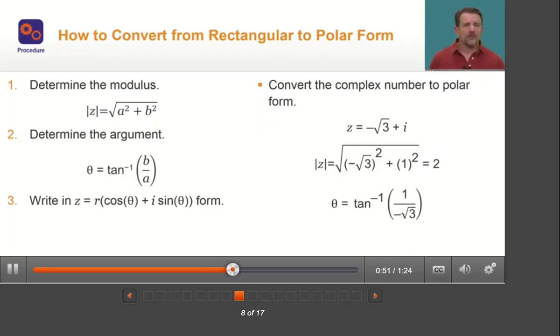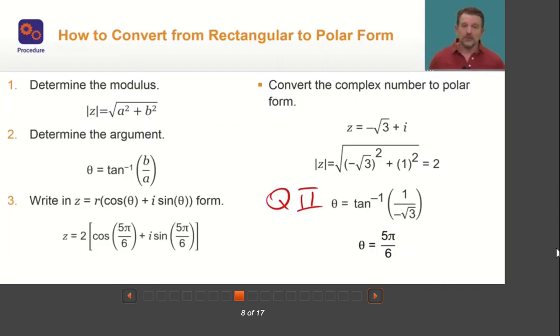But that angle is our reference angle because this complex number will be in quadrant 2. Subtracting pi over 6 from pi, the argument is 5 pi over 6. Now we're ready to write our complex number in polar form. z equals 2 times cosine 5 pi over 6 plus i sine 5 pi over 6. Next, try converting from rectangular to polar form.